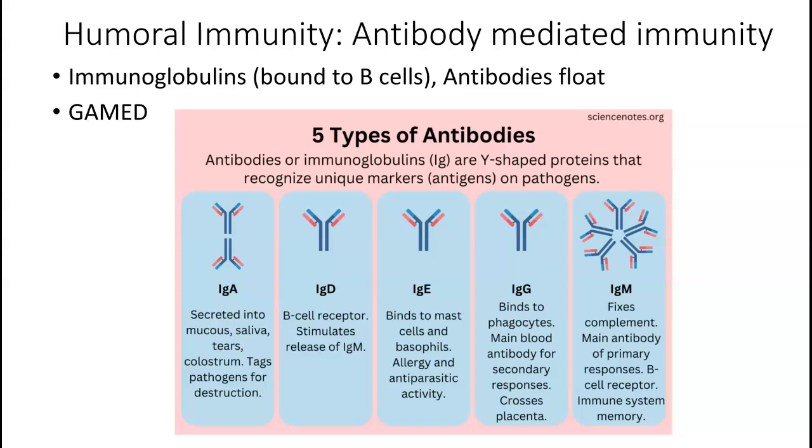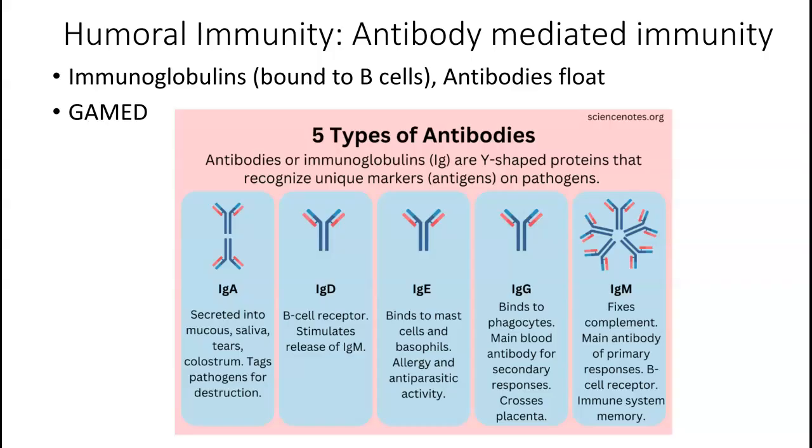The way that I remember the types of antibodies is the word GAMED. So there's IgG. This is going to be the main antibody in blood. IgA, this we're going to be seeing lining the mucous membranes. So if a pathogen were to enter, chances are IgA is going to be the one that it encounters.